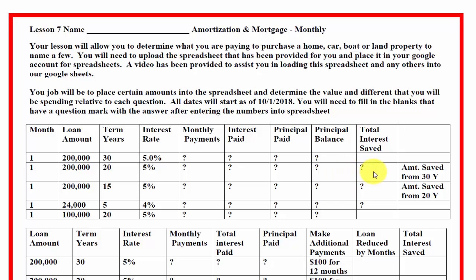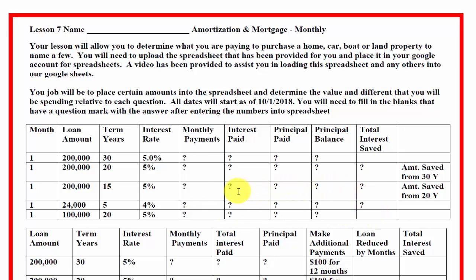Now, the question is, how much money are you going to save if you pay it off in 20 years instead of 30? Look at this one. We have a monthly, the first month, $200,000. This time, 15 years instead of 30 or 20, at 5%. Fill these in. How much are you going to save from 20? Okay. Now this one is for, let's say, $24,000 for 5 years at 4% for, let's say, something like a car. Fill this information in. And this one is $100,000 for 20 years at 5%, and fill this information in.